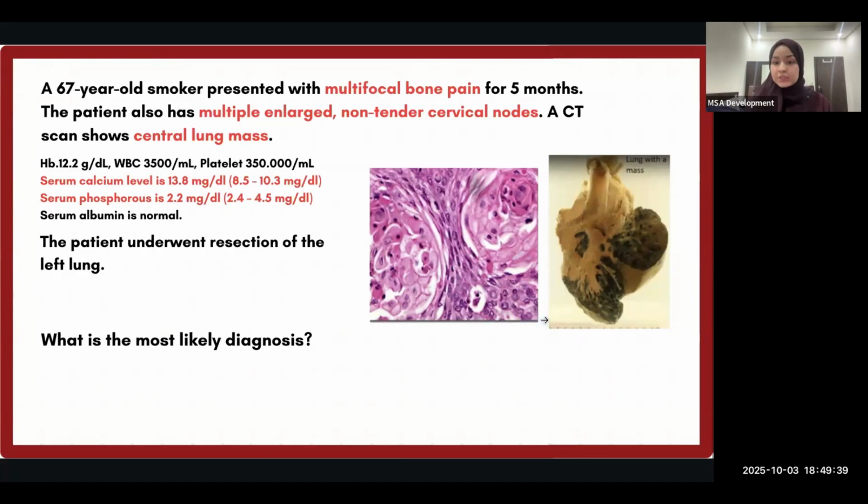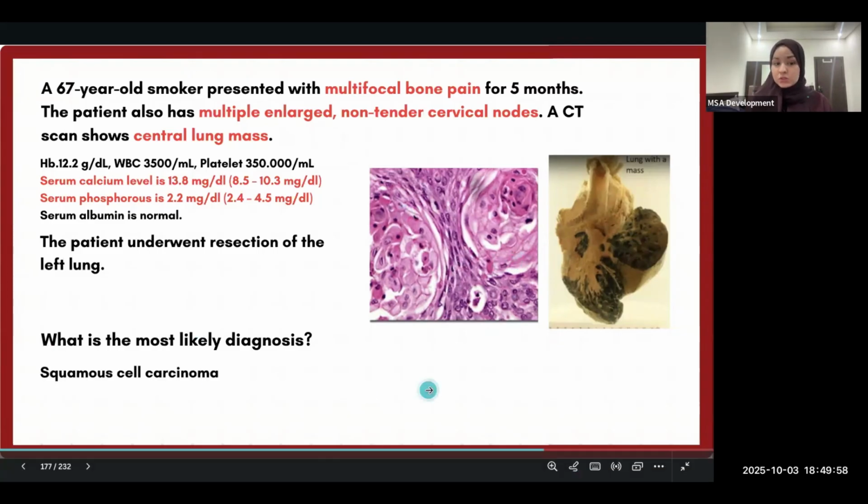Bone pain, increased calcium. This tells us there is some kind of paraneoplastic syndrome that may be releasing calcium in the form of PTH-related peptide. And also there was a mass, there's enlarged lymph nodes. So this is all very cancerous. Now, what is the most likely diagnosis? Most likely it is a squamous cell carcinoma.